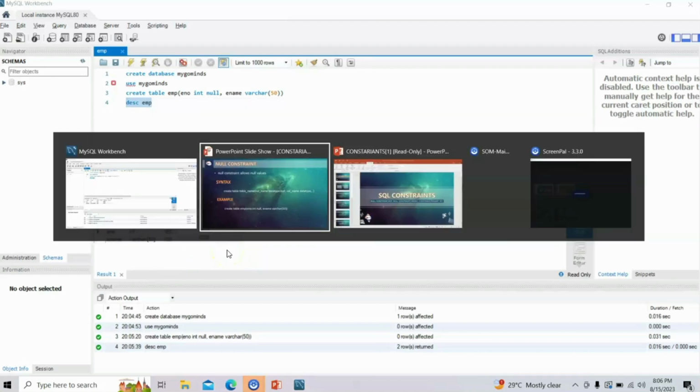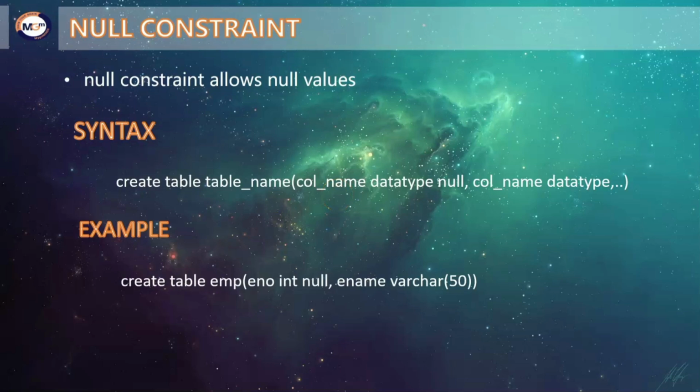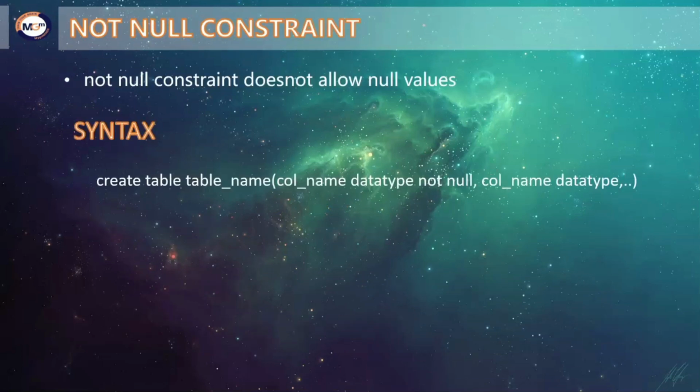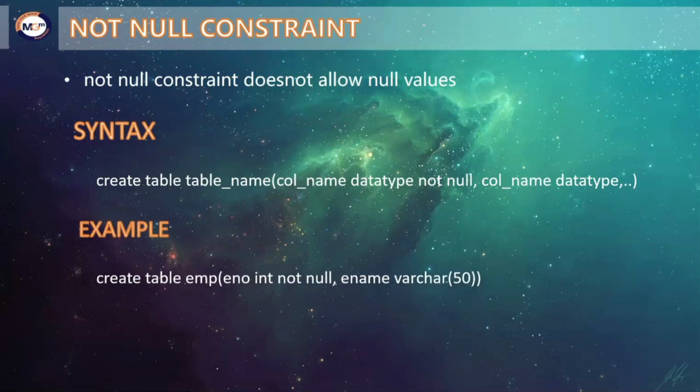Next we will see about the not null constraint. Not null constraint does not allow null values, but will allow duplicate values. The syntax for not null constraint is create table name, column name data type not null, column name data type, and we can give as many columns as we wish. Example for not null constraint is create table emp, enumber int not null, ename varchar of 50. Let us see this in MySQL workbench.